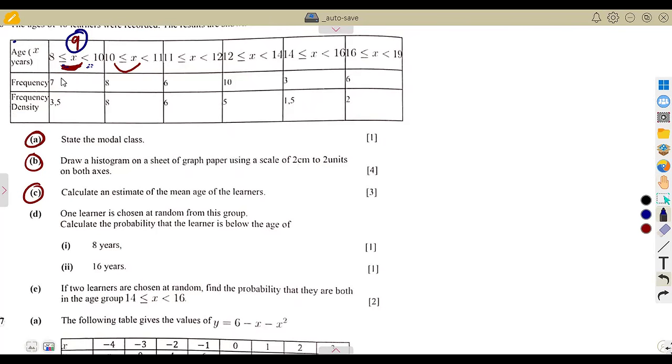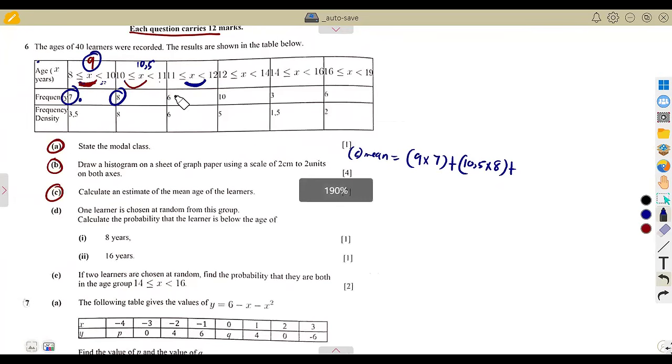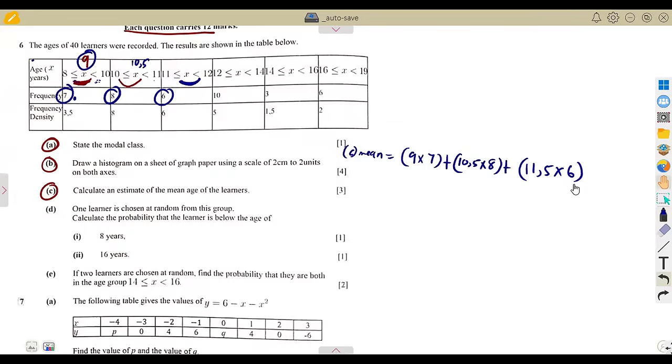So you take the class center times the frequency. Our mean is going to be 9 times the frequency of the first class, which is 7. Plus, you do the same thing. The class center between 10 and 11 is 10,5. You add 10 plus 11 and divide by 2, that's 10,5, times the frequency, 8. And so on. Between 11 and 12, that's 11,5, the frequency being 6. So that's 11,5 times 6.